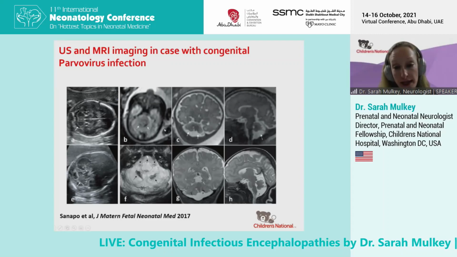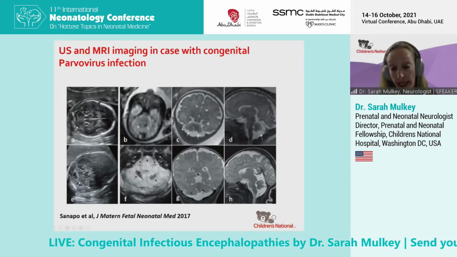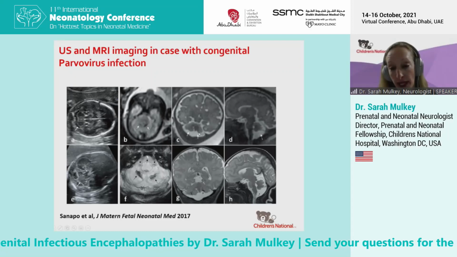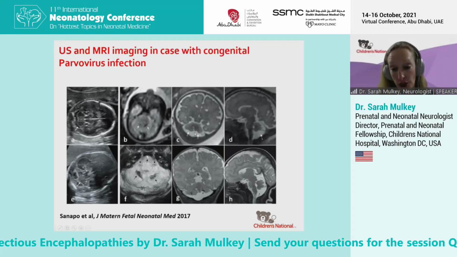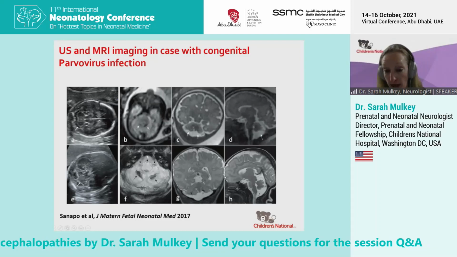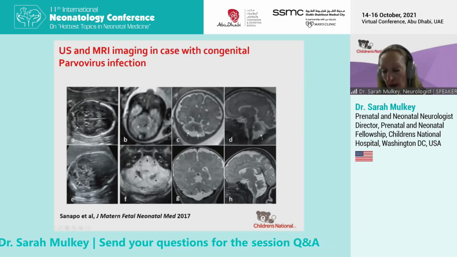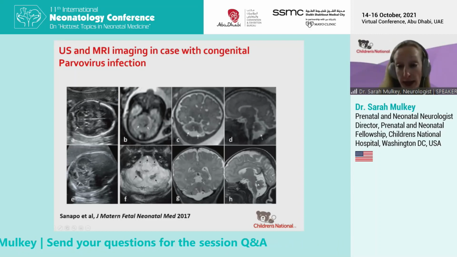But here in these MRI pictures that are taken later, we can see this irregular contour of the cerebellum, indicating an injury to the cerebellar tissue. This is a postnatal brain MRI now, again showing the abnormal cerebellum. And this is because of Parvovirus B19 infection.